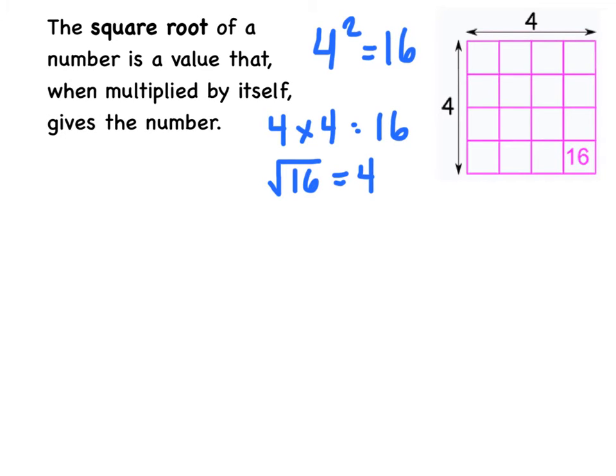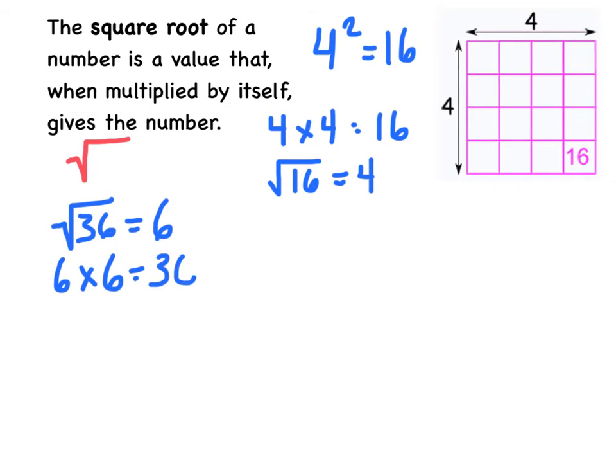When working with square roots, the symbol that you see looks like this, or some version of that. Let's see another example. The square root of 36 would be 6, because 6 times 6 equals 36, or 6 to the second power equals 36.